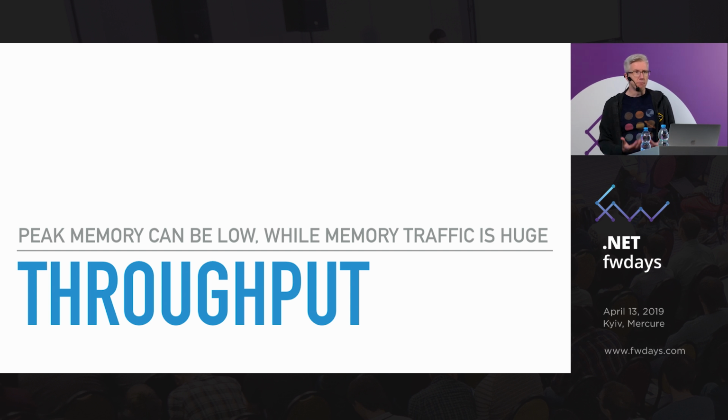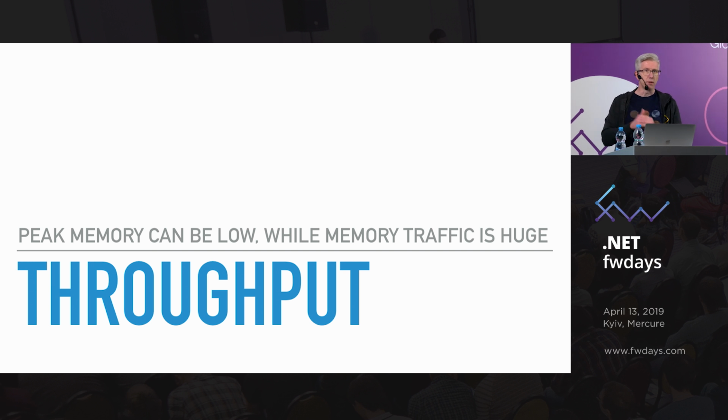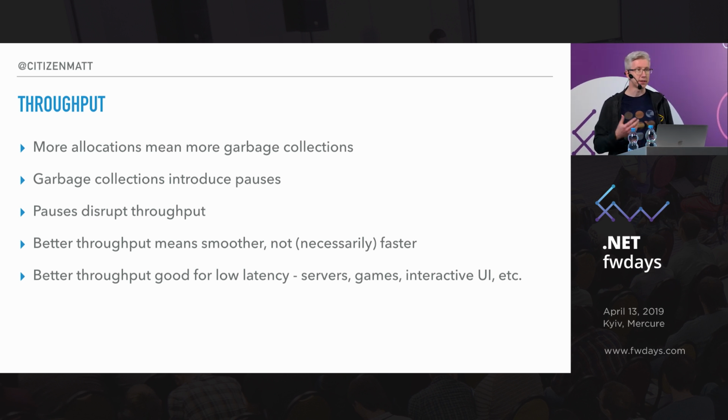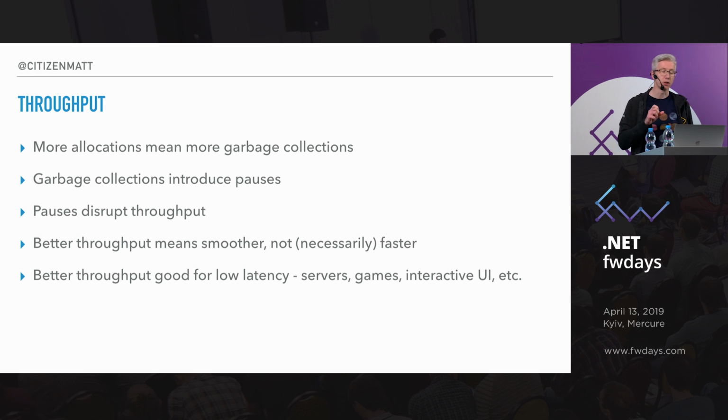When we're talking about managed memory, we're all used to the idea of memory leaks, not using too much memory, and trying to keep your memory low. But one thing we don't necessarily concentrate on is memory traffic, is throughput. What do I mean by throughput, really? It's more allocations. But more allocations means more garbage collections. More garbage collections introduce pauses. Pauses disrupt your throughput. And better throughput means that your application is smoother. It doesn't necessarily mean it's faster. It probably will be, but it's generally going to be smoother.